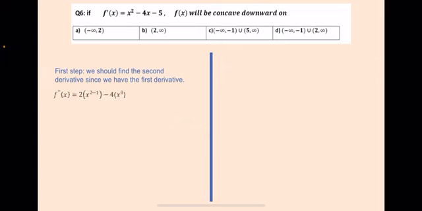So we have to use the power rule. We multiply by 2 and subtract 1, and multiply by 4 and subtract 1. So we'll get f double prime of x equals 2x minus 4. And the second step is to solve for x to find the inflection point. So what we have to do now is to make f double prime of x equal 0.